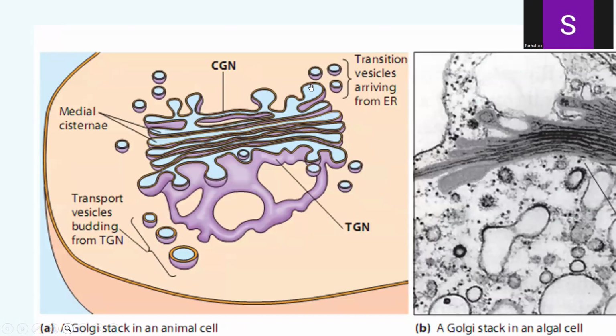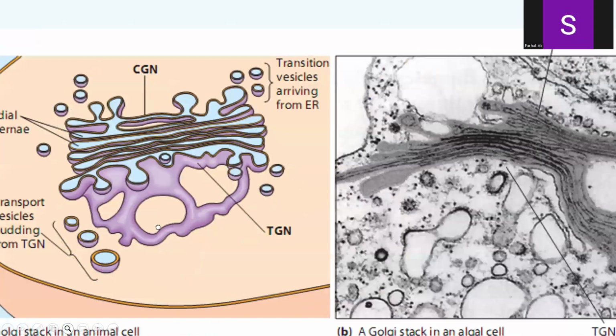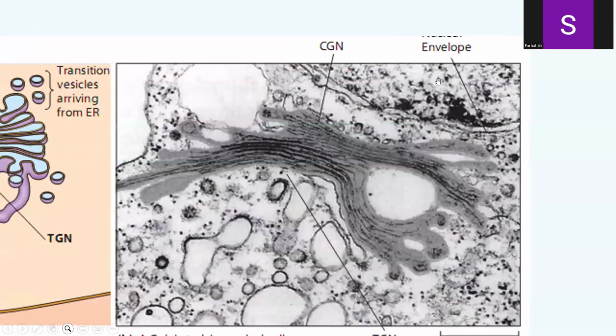So the transition vesicles are going to fuse here, and then the cargo molecules move through these cisternae of the Golgi. So these are the medial cisternae, and then through these cisternae, the cargo molecules are transported to the opposite face. This is called the trans-Golgi network. And then the vesicles bud off from the trans-Golgi, and they are going to transport the vesicles to their destination. This is a micrograph showing the Golgi. So this is a cis Golgi network, and this is the trans Golgi network.